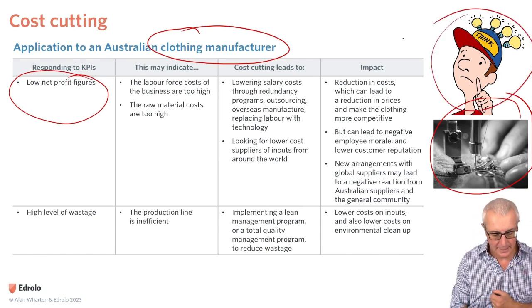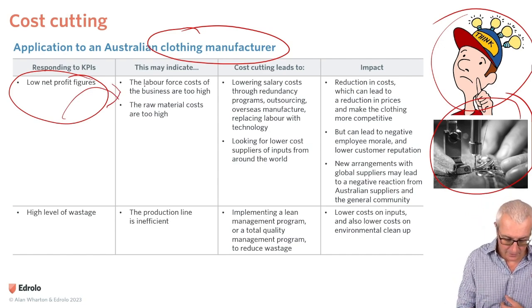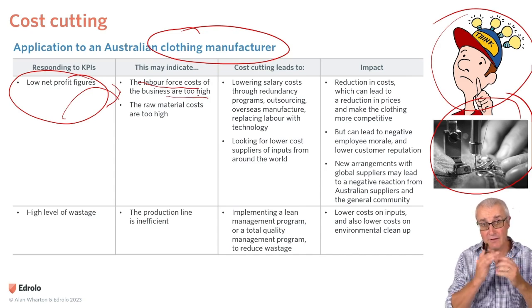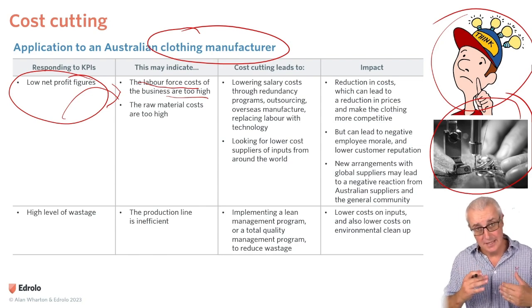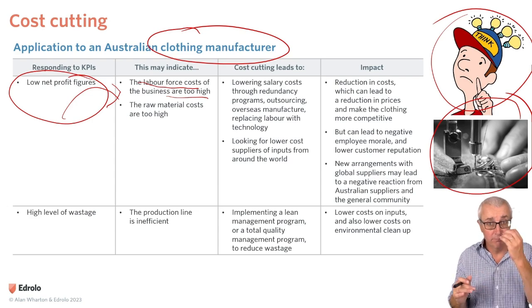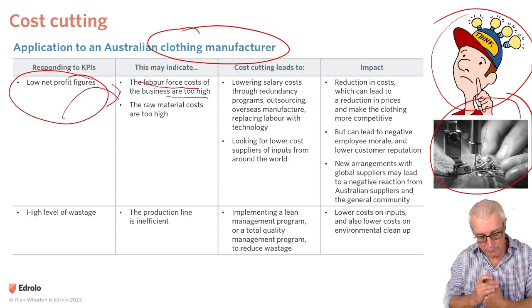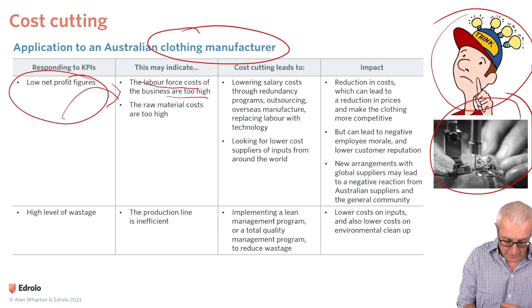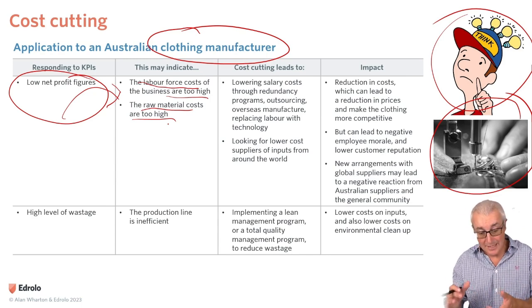What might this be indicating? Well, the low net profit figures might be indicating to us that our labor force costs are too high, that we've got a very expensive payroll to pay off, and that cost is squeezing our profit figures. The idea being revenue minus expenses. If these expenses are really big, it's squeezing our profit. And maybe also that our raw material costs are too high. The cotton that's going into our clothing is costing us too much money.